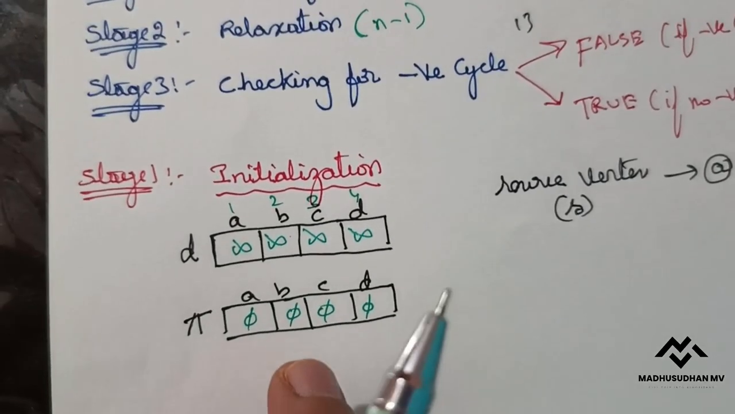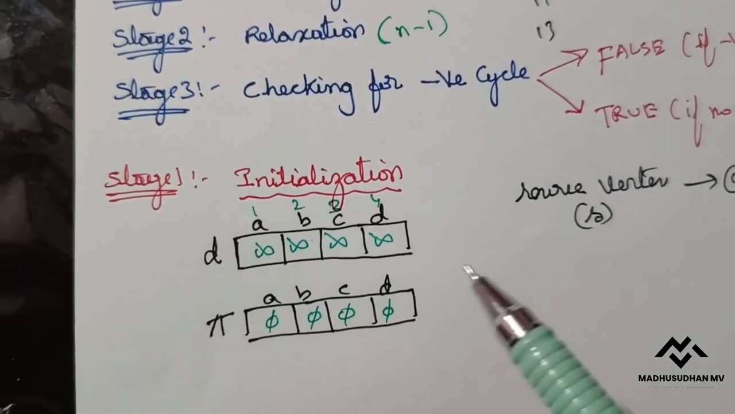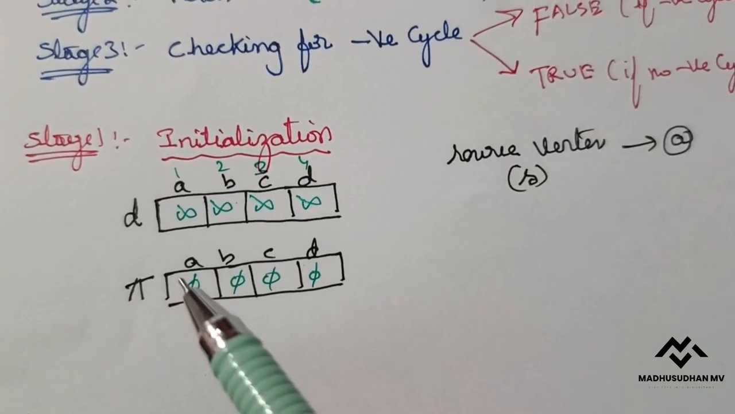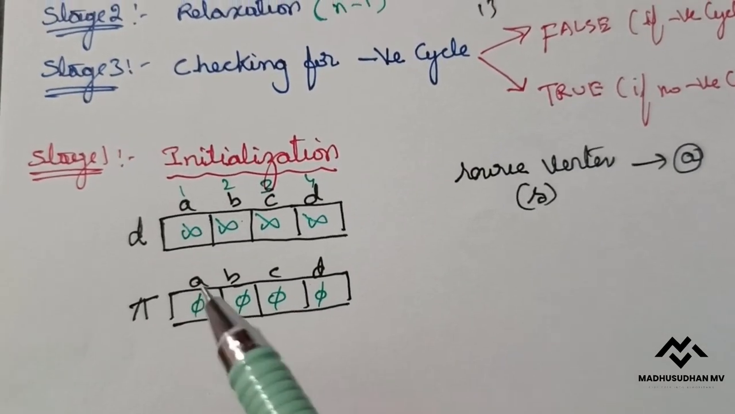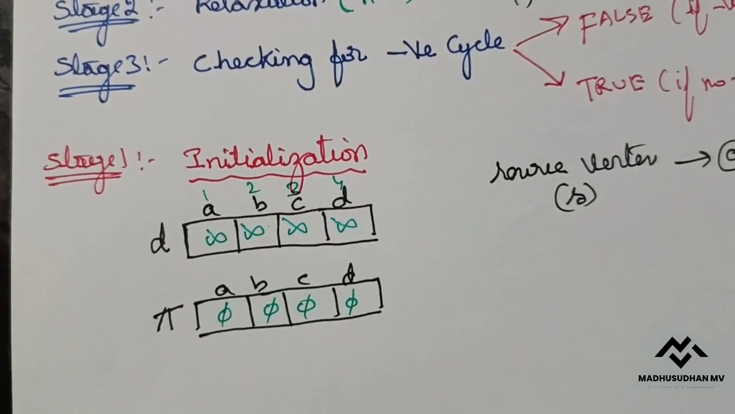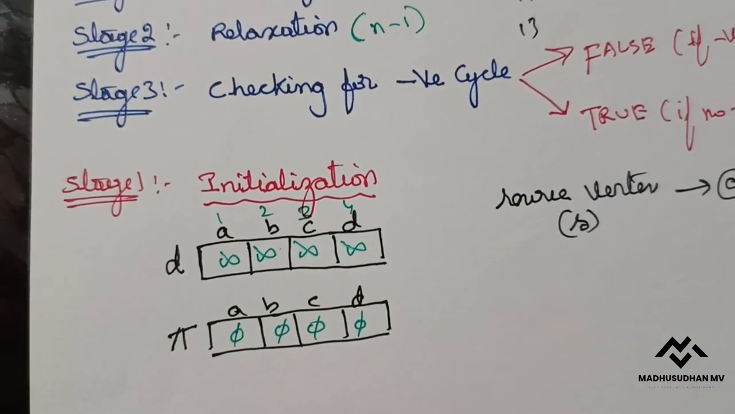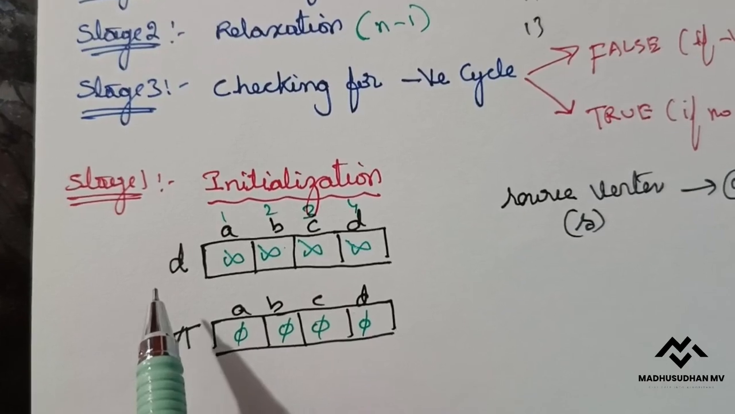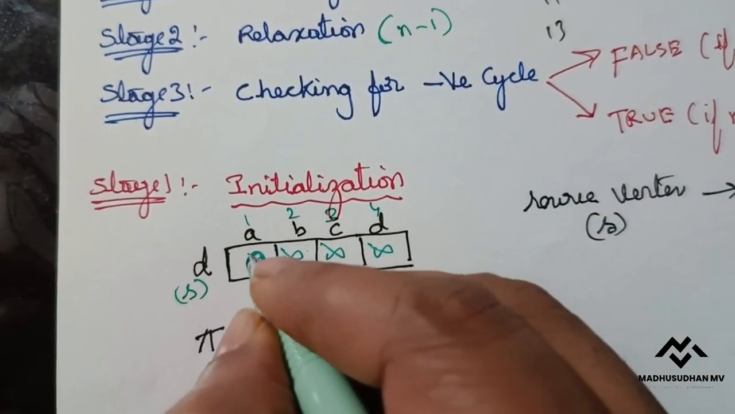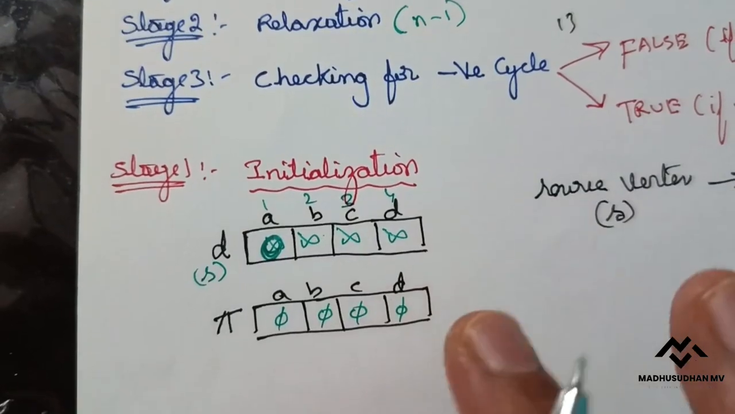Okay, but now once after deciding the source vertex, what is the shortest distance from the source vertex to itself? That we know is 0. So the distance from the source vertex A to itself, I will make it 0. This is what we will do initially.